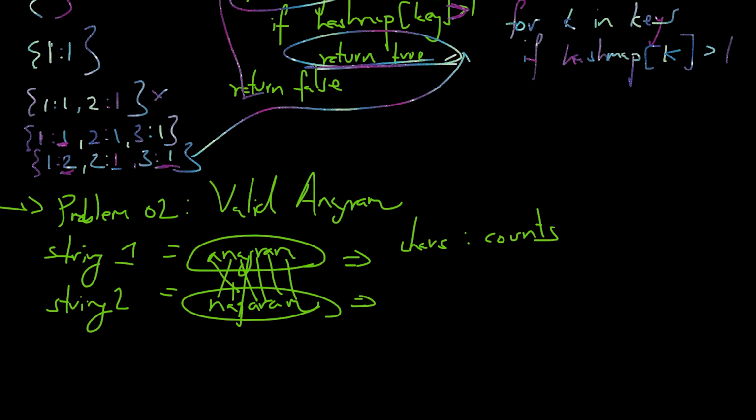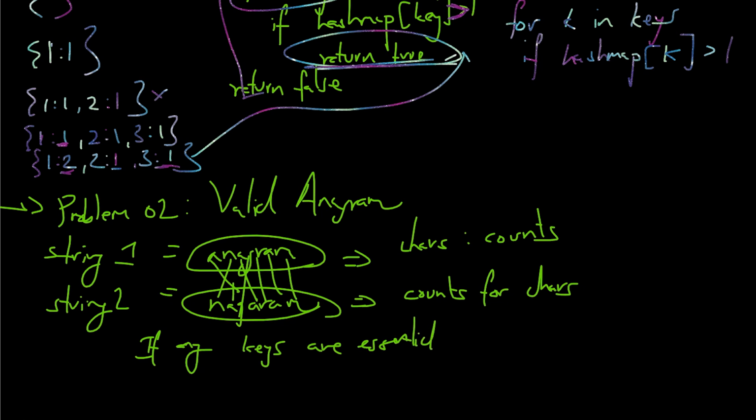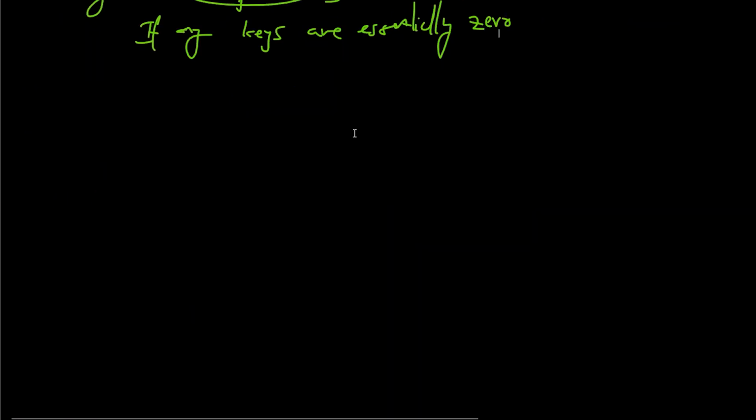and you are going to delete all the counts for the characters. You are going to start deleting them, and in the end you are going to check if any of the keys are essentially not equal to 0. So let us write some pseudocode for it and run an example. So you declare one hash map.